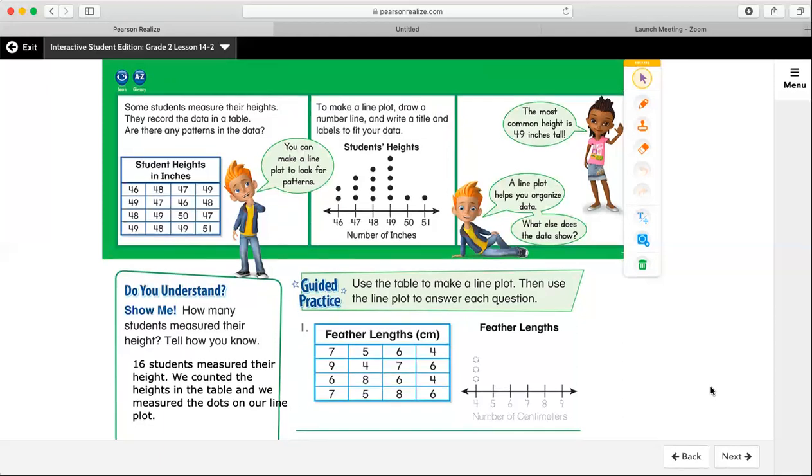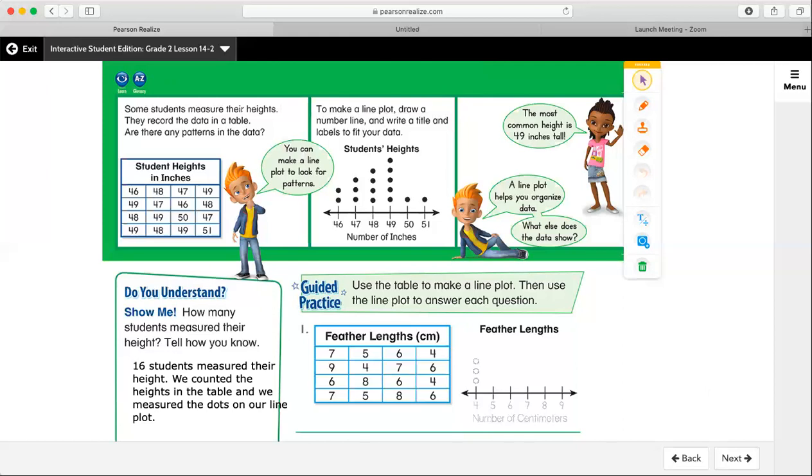As we move on, again, for some reason, whenever I screen share with you, I cannot scroll up to see what's down here. But I believe there are 2 questions that you're going to answer based off of the table in the line plot. So here we're measuring feather lengths, and we're measuring them in centimeters. So our label down here is number of centimeters. And they did this 4 through 9. They looked at the lowest or the smallest number in the table, which is 4, and the greatest number in the table is 9, and that's how they made their labels.